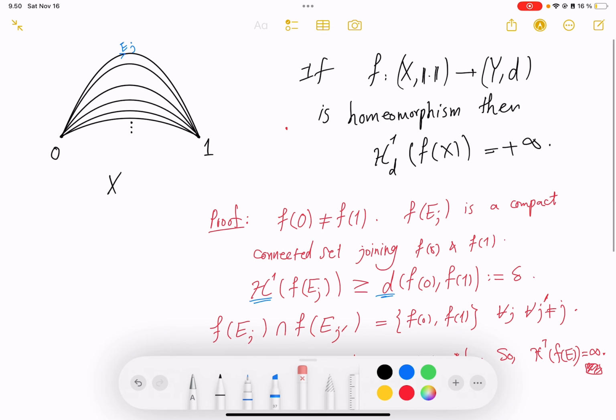Okay, so that just makes the counterexample more compelling. Here are the f of E_j's for different j's. Okay, hopefully you liked it. This counterexample was given to me by Piotr Hajlasz.